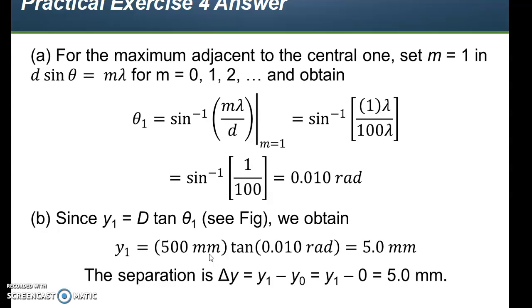Okay, you obtain y1 equals 500 millimeters times the tangent of this angle theta right here, which is 5 millimeters. So the separation: since y0 is on the axis, there's no separation there. This is the next one separate from that, and so the difference is just going to be 5.0 millimeters.